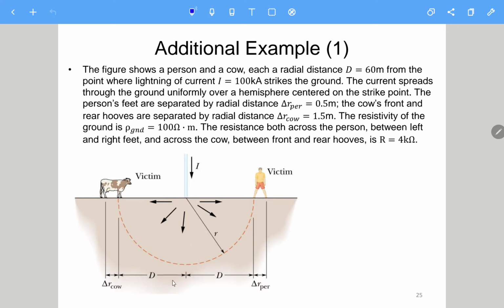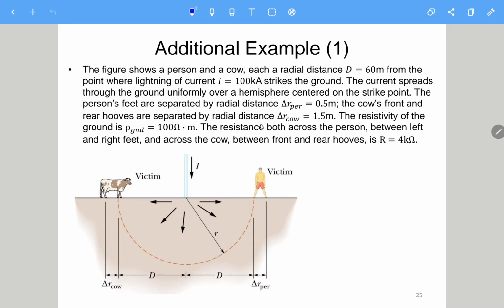Here the capital D is 60 meters, and it says a lightning strike of current I strikes the ground at this point. The current spreads through the ground uniformly over a hemisphere, 半球, centered on the strike point. The person's feet are separated by a radial distance. So this victim separates his feet by a radial distance delta R of 0.5 meter. For the cow here, delta R is 1.5 meters.